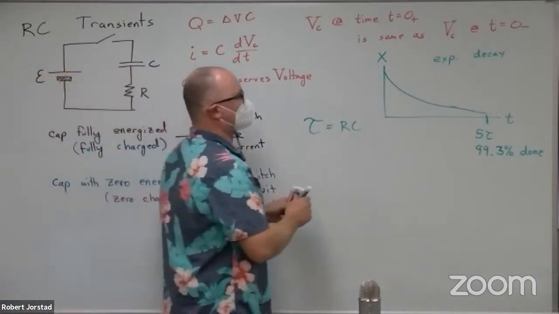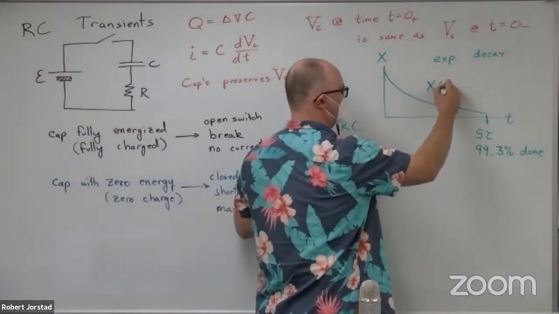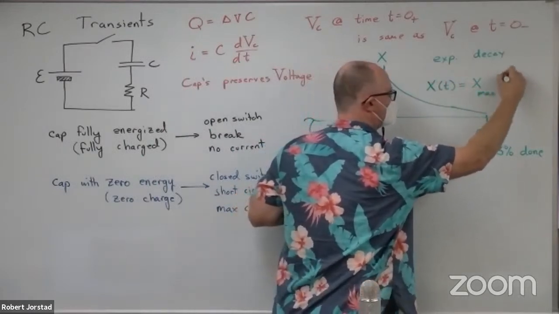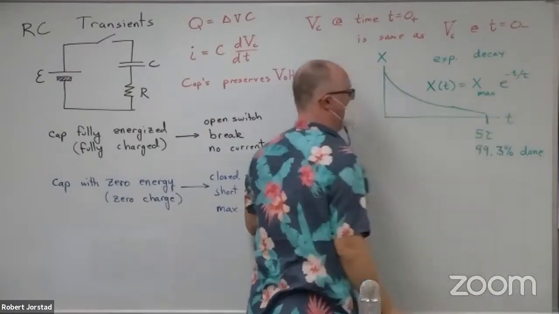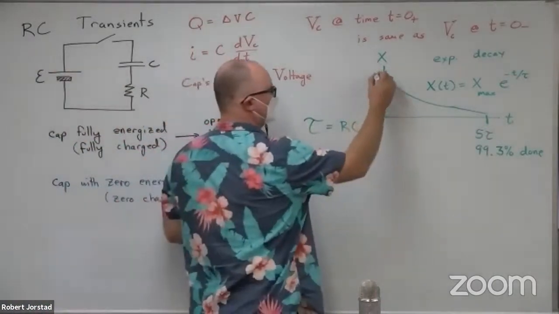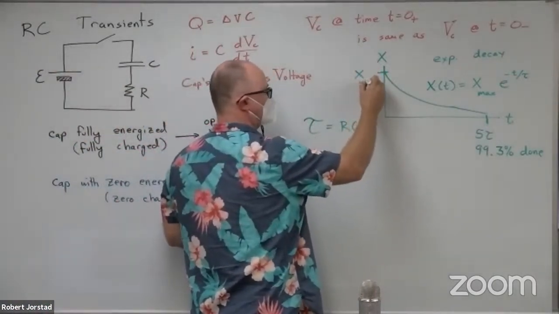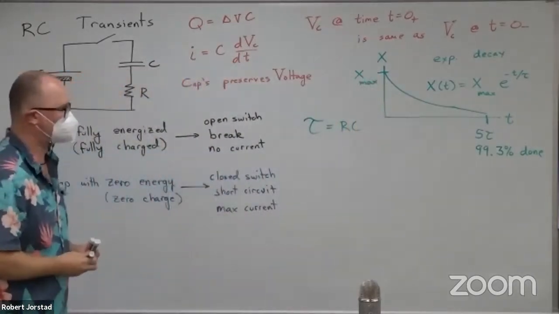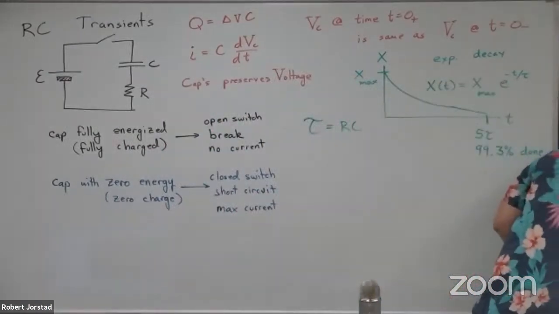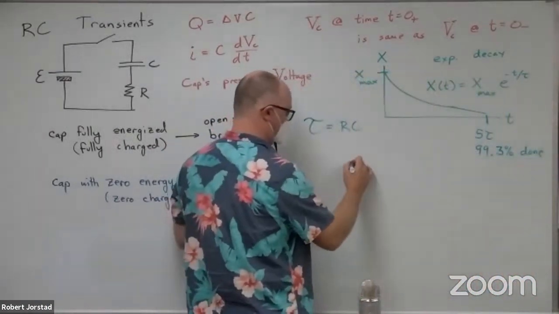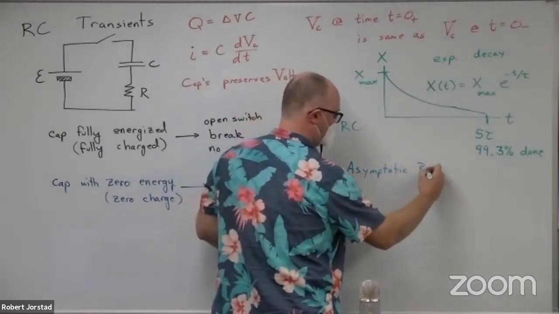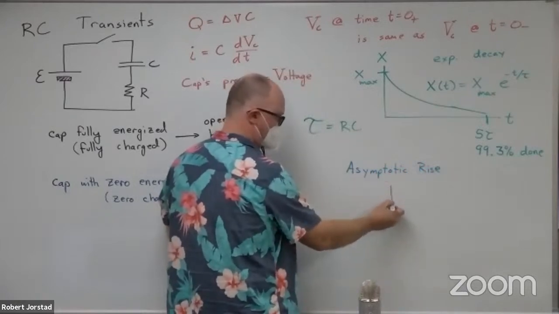This was exponential decay. This looked like the equation. That was the result we found for exponential decay. And X max is right here, right? The other one was asymptotic rise, is what I'm going to call it. It's not logarithmic. And somebody else might have a different name for this.